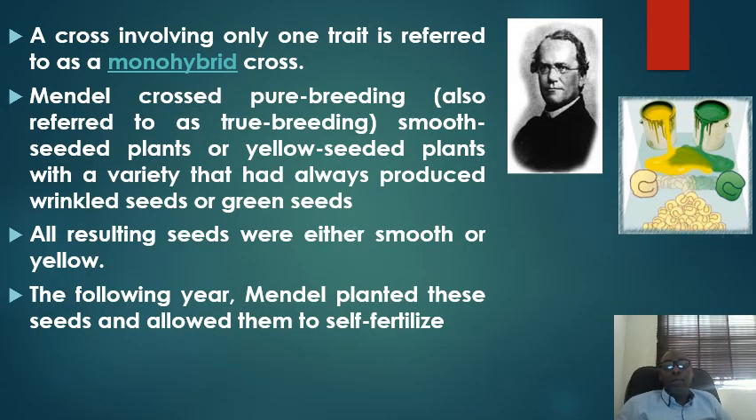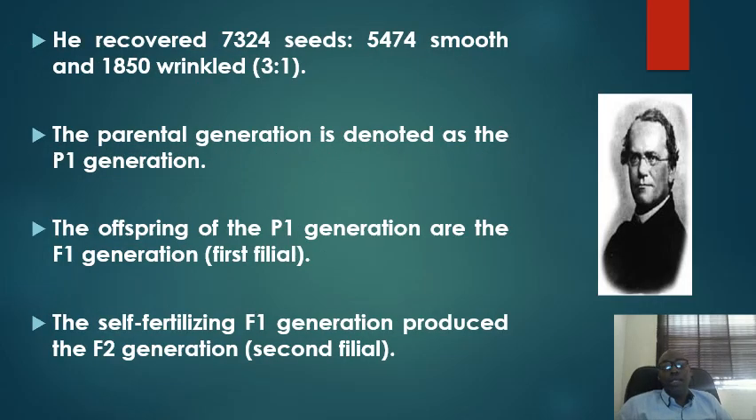The following year, he allowed the smooth seeds to self-fertilize and obtained something different. He recovered 7,324 seeds, out of which 5,474 were smooth and 1,850 were wrinkled. Don't forget that smooth is dominant to wrinkled, and it was in a ratio of 3:1 in the second filial generation.